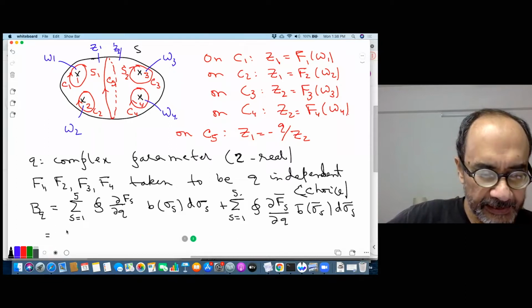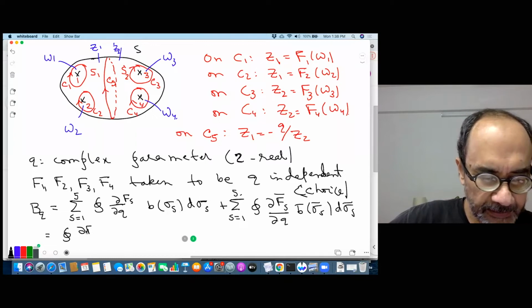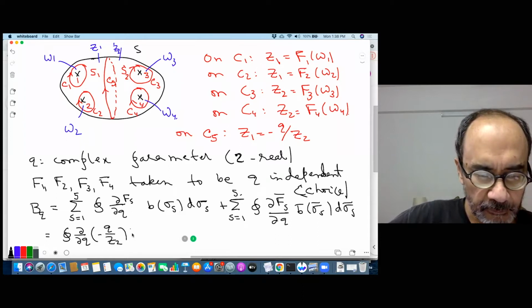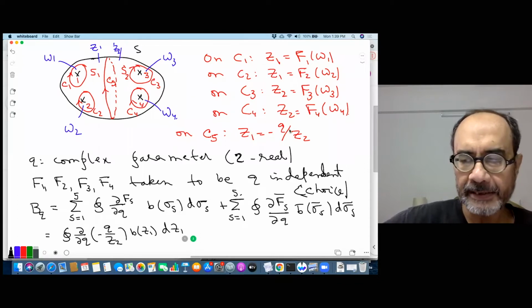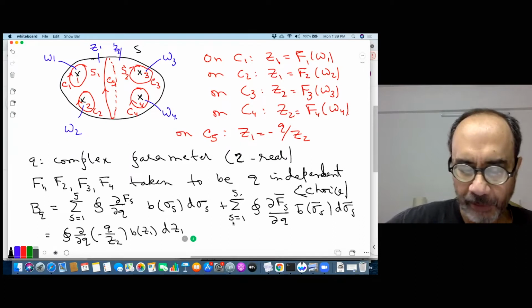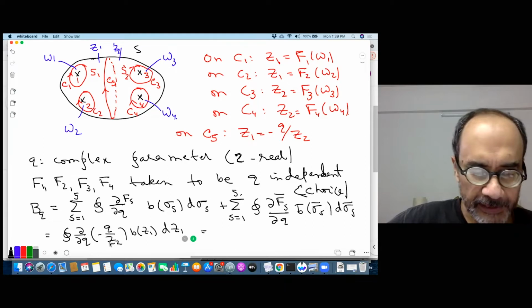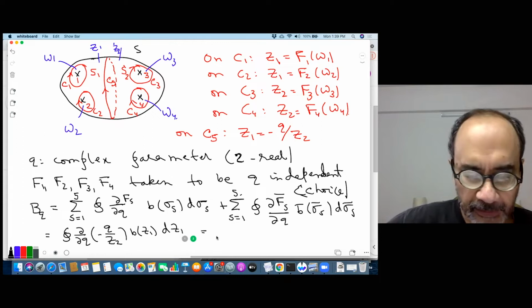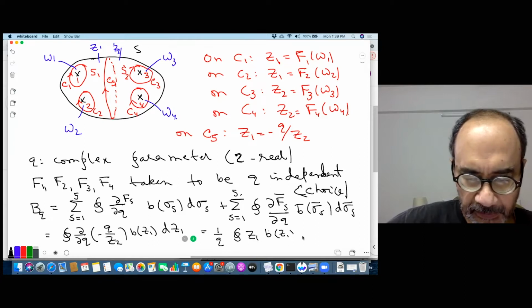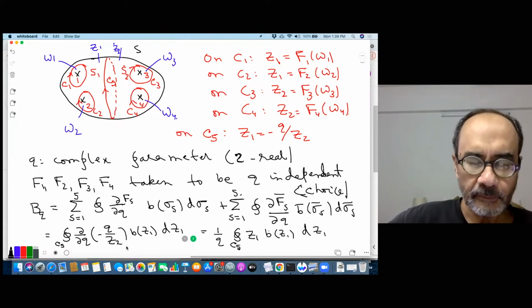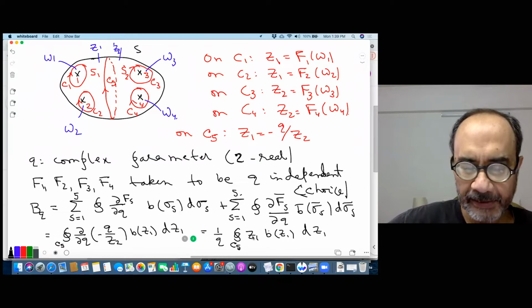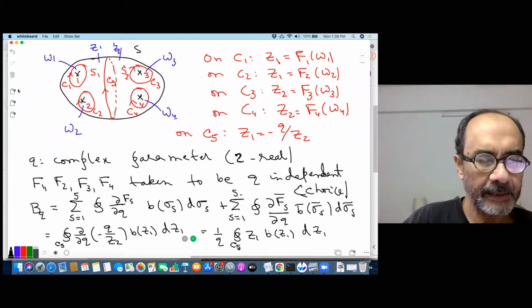So in this case, this is the integral of ∂_Q F5, that is, ∂_Q of minus Q over Z2, times B_{Z1Z1} dZ1. The anti-holomorphic piece is 0 because F5 bar is minus Q bar over Z2 bar, but of course ∂_Q of Q bar is 0. Q and Q bar can be taken to be independent. So only this remains, which is just minus 1 over Z2, which is Z1 over Q. So I can write this as 1 over Q times the integral of Z1 B_{Z1Z1} dZ1 along C5. Similarly, we can construct B_Q bar, which will be 1 over Q bar times the integral of Z1 bar B bar_{Z1Z1} dZ1 bar.